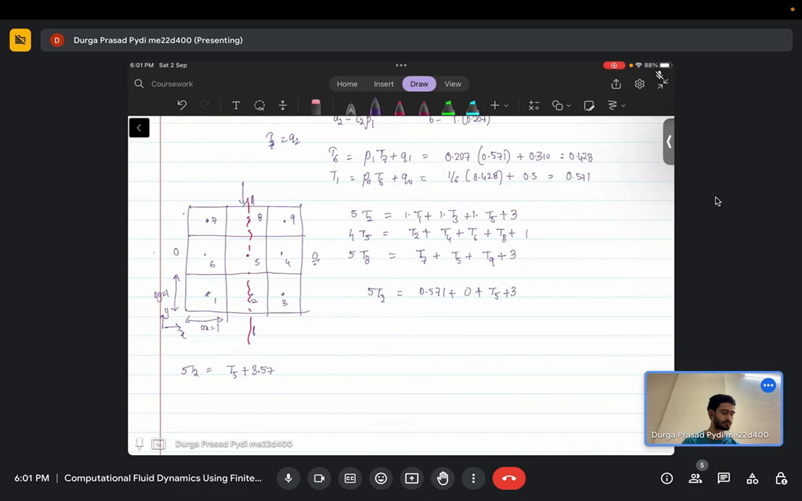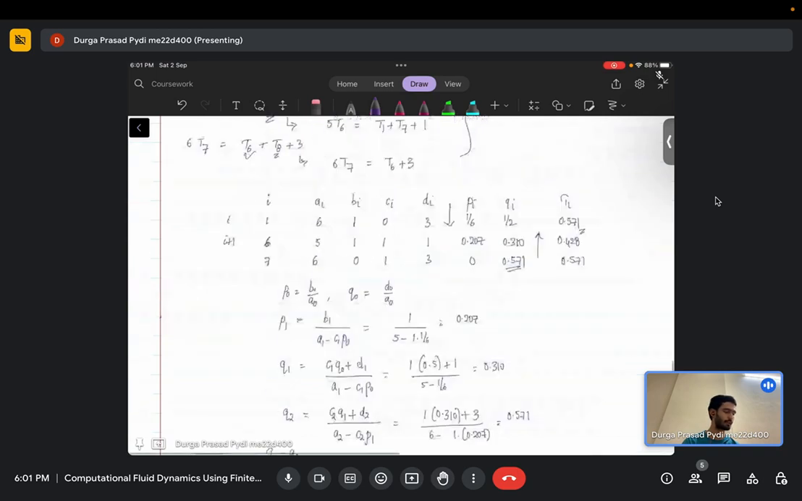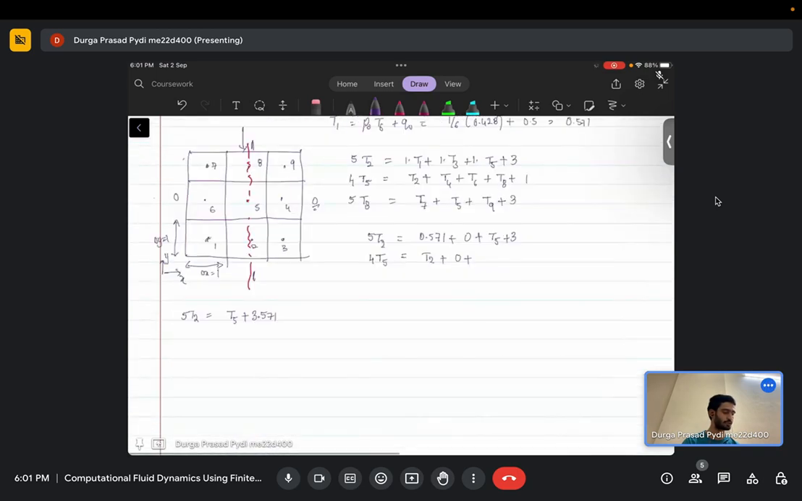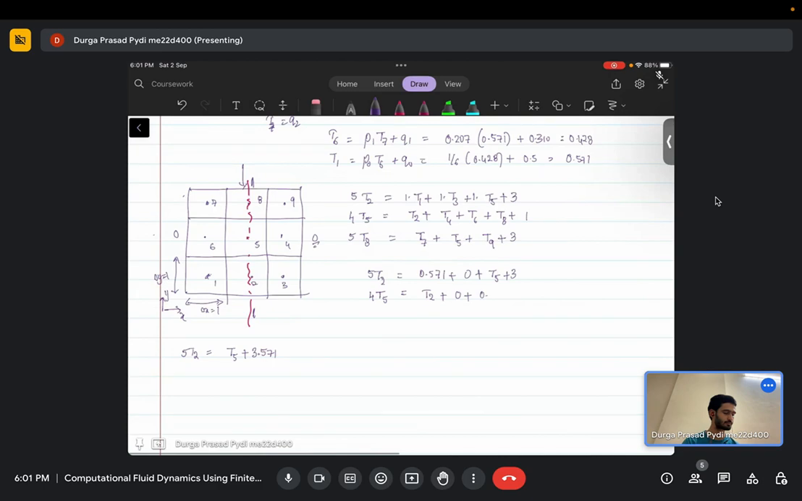So this gives us one equation, 5 T2 equals T5 plus 3.571. Similarly for the fifth cell, we have 4 times T5. T2 is lying along the line, T4 we take the initial guess, 0, and T6 we already obtained the value here, it's 0.428. And T8 is also lying on the line, so we will take T8 plus 1. So the equation will be 4 times T5 equals T2 plus T8 plus 1.428.